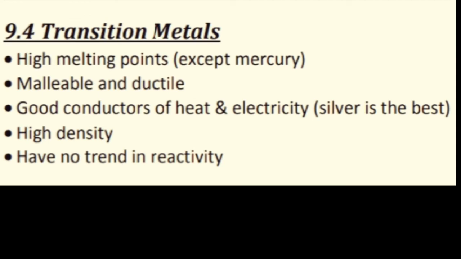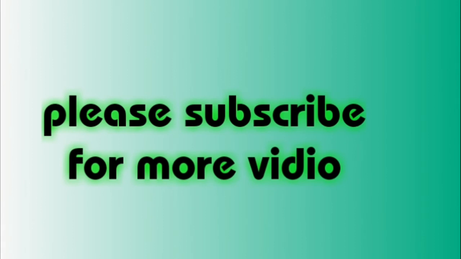And the next one, transition metals or their compounds are used as catalyst. For example, Haber process. Haber process means production of ammonia from nitrogen and hydrogen. This process is called Haber process. In Haber process, iron powder is used as catalyst.